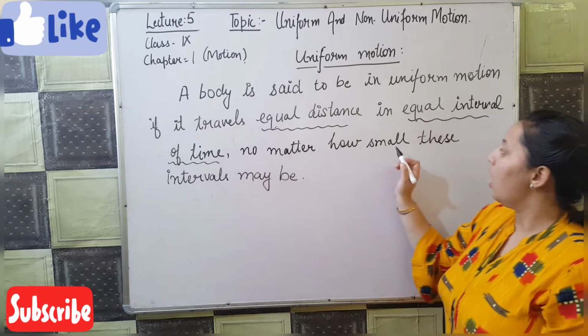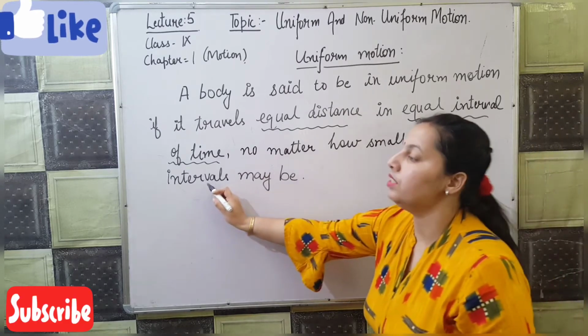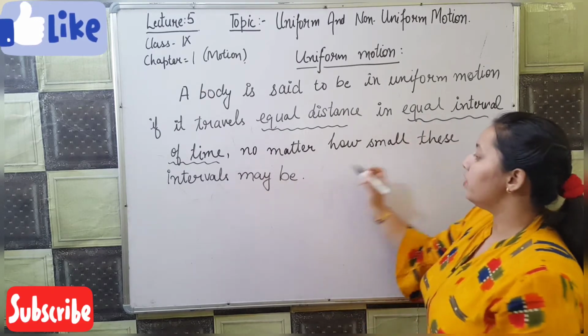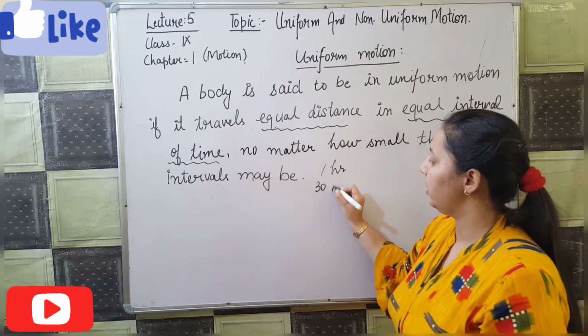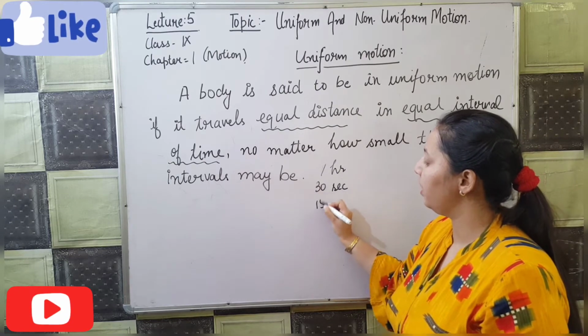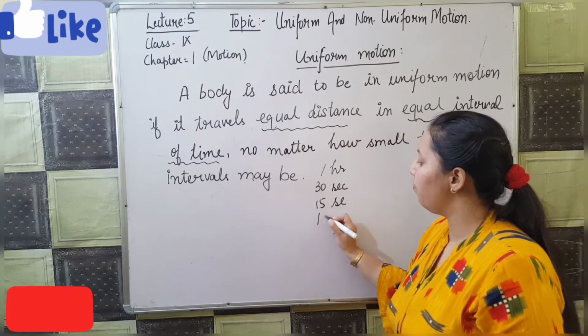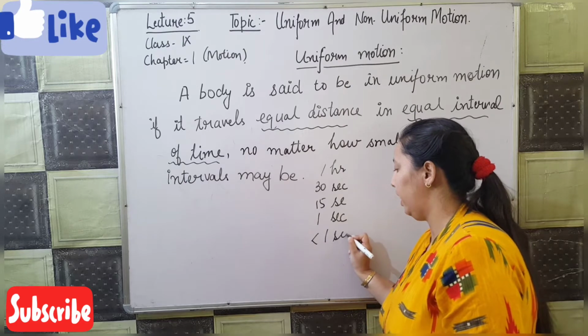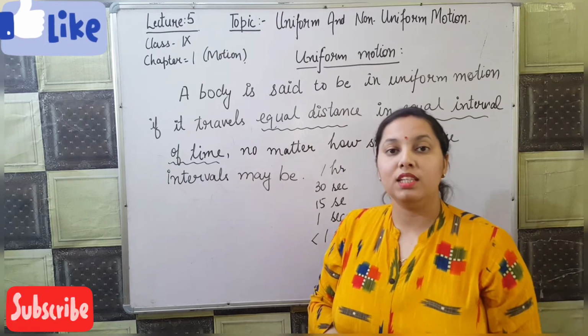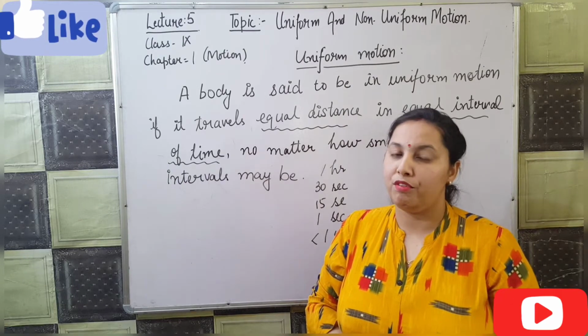No matter how small these intervals may be. These intervals may be of 1 hour, they may be of 30 seconds, they may be of 15 seconds, they may be of 1 second or maybe less than 1 second. Now let us explain this uniform motion with the help of an example.